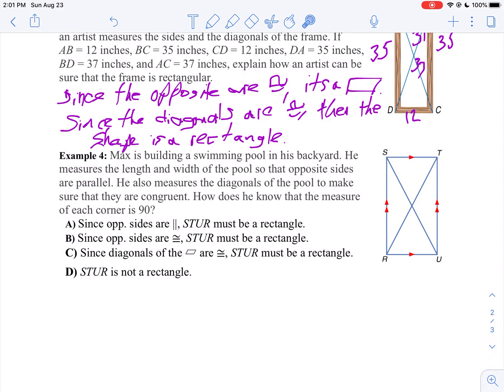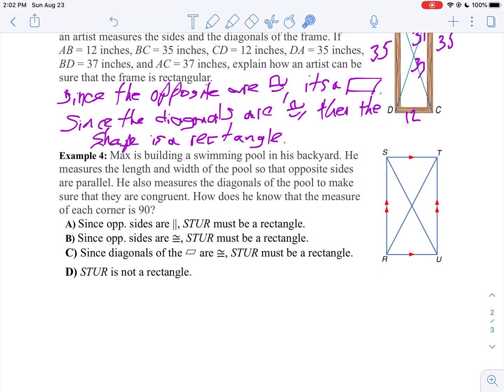Notice first off, it's a parallelogram because opposite sides are congruent. So since the opposite sides are congruent, it must be a rectangle. Nope, it must be a parallelogram for choice A. For choice B, we weren't told the opposite sides are congruent. We're told they're parallel, so that's not it.